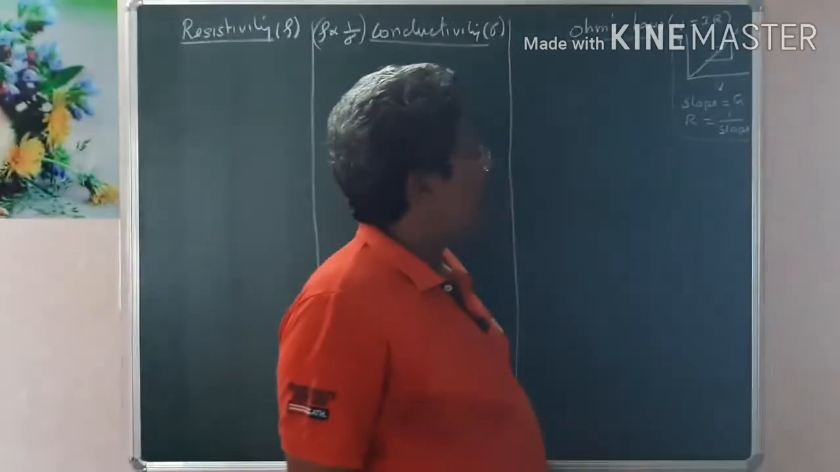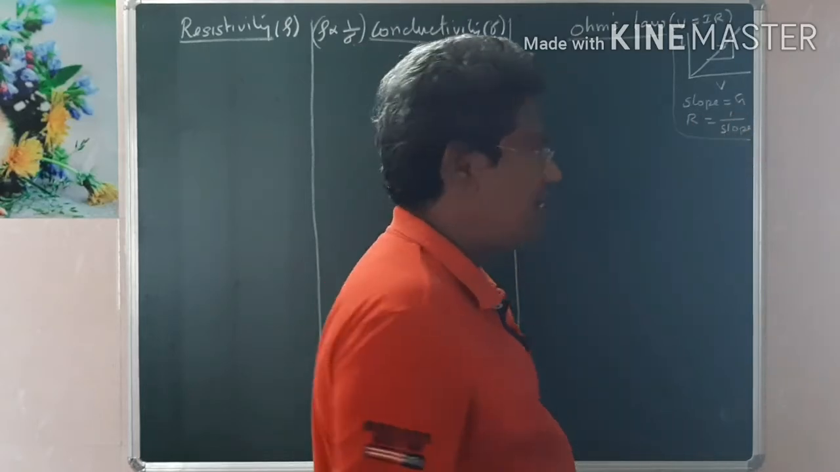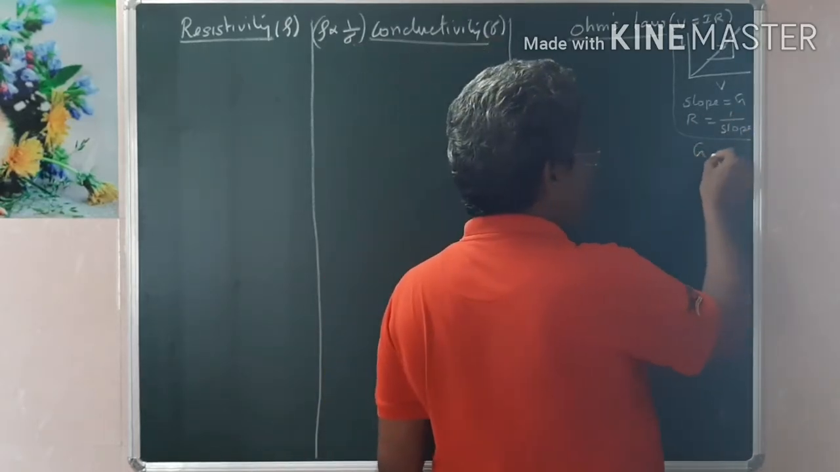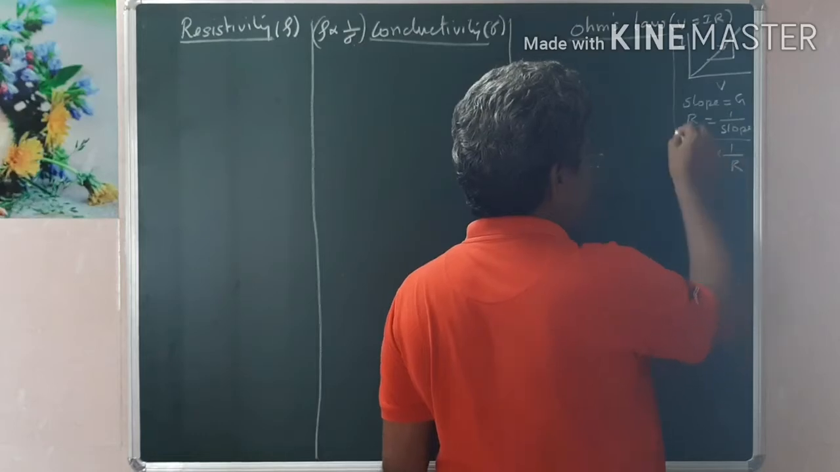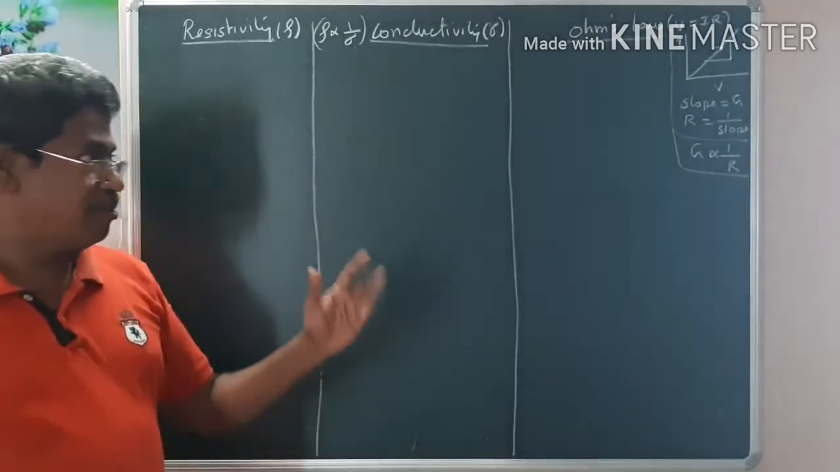easily. Similarly, here also I am writing one thing. Slope is G. G is conductance, R is resistance. This conductance G and resistance R are also inversely proportional to each other. These are certain basic concepts. So now we are going to derive the expression for Ohm's law.